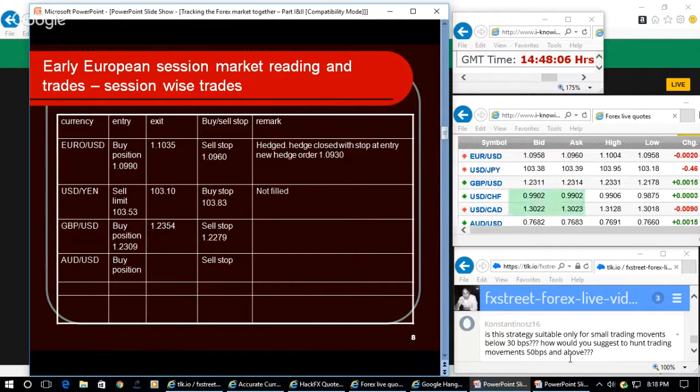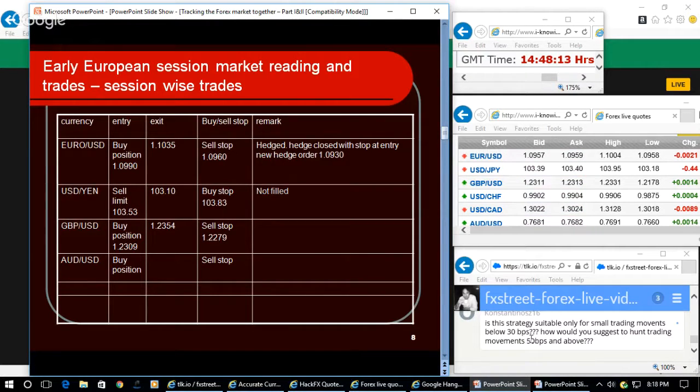Constantine asks: is this strategy suitable only for small trading movements below 30 pips? How would you suggest to hunt trading movements of 40 pips and above? No, this is the trading strategy. You can use it even during any intentional move for that matter.